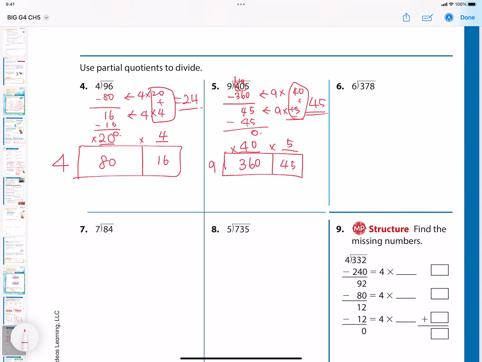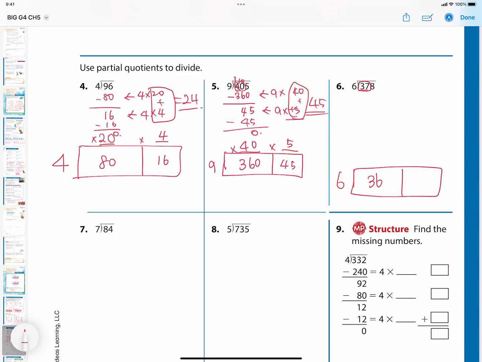378 divided by 6. Okay, I'm going to use another area model here. 6, and I'm going to split them into 2 groups. And what multiple of 6 is closer to 37? First 2 digits, we learned, right, when you estimate. What is closer to 37 but not greater? Yes, 36 we know, right?